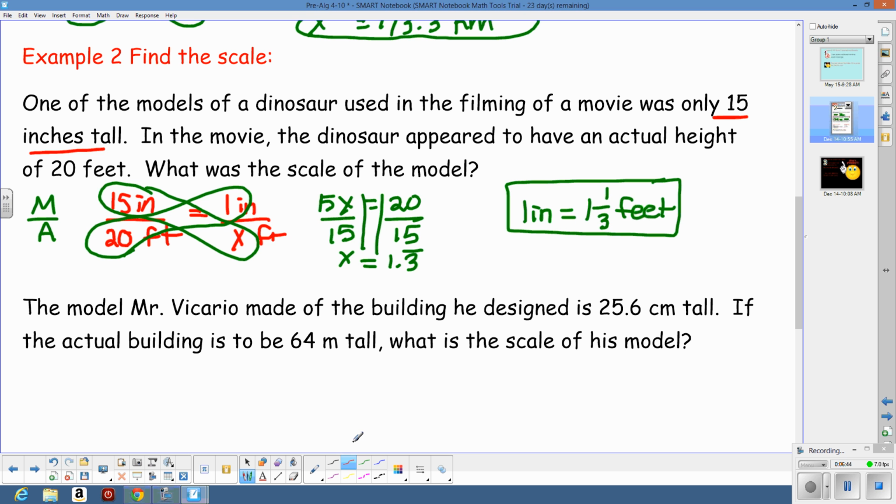The model Mr. Vicario made of the building he designed is 25 6/10 centimeters tall. If the actual building is to be 64 meters tall, what is the scale of his model? Well, remember, it's the model measurement over the actual measurement. So the model measurement was this right here, 25 6/10. And the actual was 64 meters.